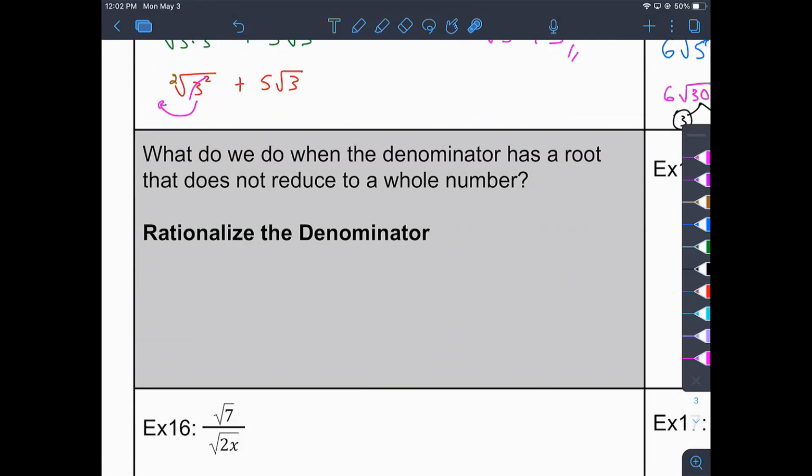Well, this is where the term rationalize the denominator comes in. It's a method for getting rid of the root on the denominator. And I might say this: you multiply by a funny version of 1. Let me show you an example.